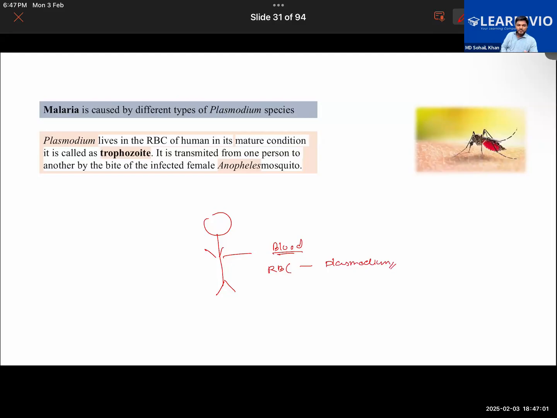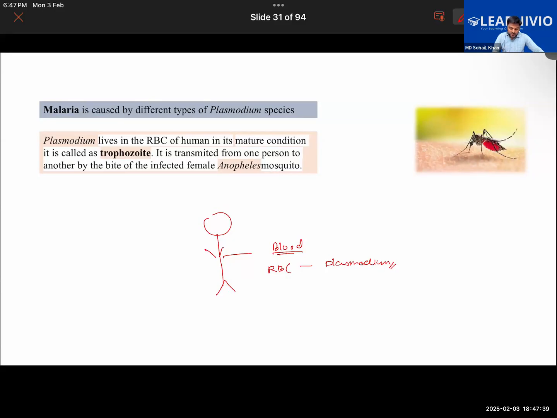Further, when the person is bitten by a mosquito, the mosquito, via its proboscis, which is its mouth, will be sucking the blood. When the same mosquito bites a healthy person, it inserts its proboscis into the skin of the healthy person, and in doing so the blood gets mixed. Thereby the Plasmodium from the mouth of the mosquito is transferred to the healthy body, and it spreads this disease.